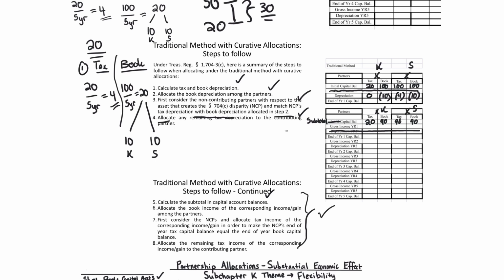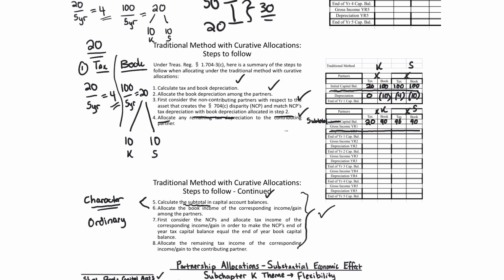All right, step 6. Allocate the book income of the corresponding income gain among the partners. Now, here's something really important to understand. You want to put this in your notes. It has to be the same character as the depreciation. So depreciation is ordinary character. If you've got a long-term capital gain, section 1231, or short-term capital gain, that's a different characterization. You can't use it. If you have a sale of stock and it's a capital asset, you can't use that $20 gain. If that was in the problem, you would not be able to use it. But because rental income is ordinary income, we're able to match the character. It has to be the same character. You can't have differences in character.